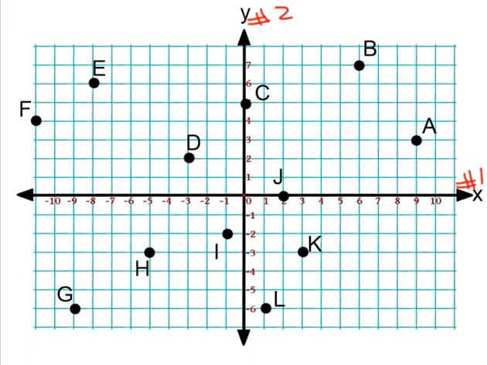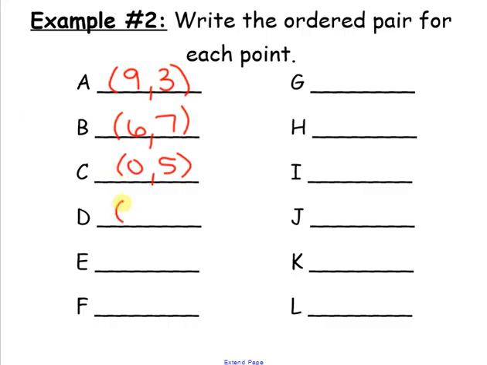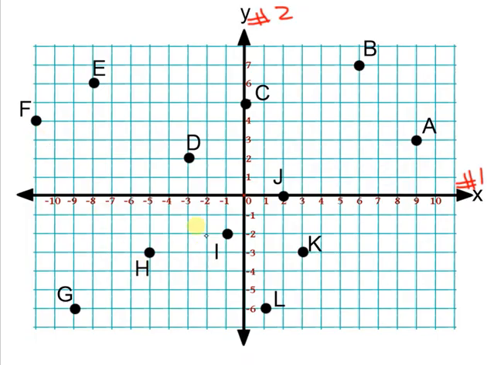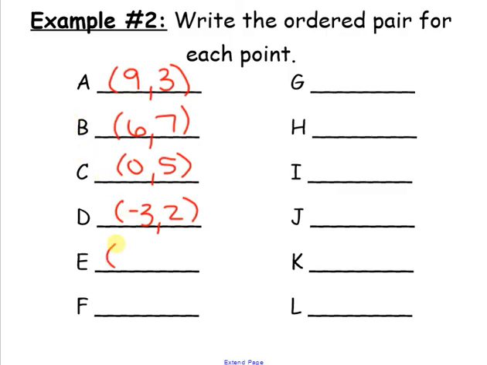Now we're going to look for point D. D is over here in quadrant number 2. Again, the same rules apply. We're going to go across and then up or down. This time we're going across to negative 3 and up to positive 2. So it's (-3, 2). Alright, we're going to look for E. E is over here. Again, we go across first and then up or down. We're going to go across to negative 8 and up to 6. So it's (-8, 6).